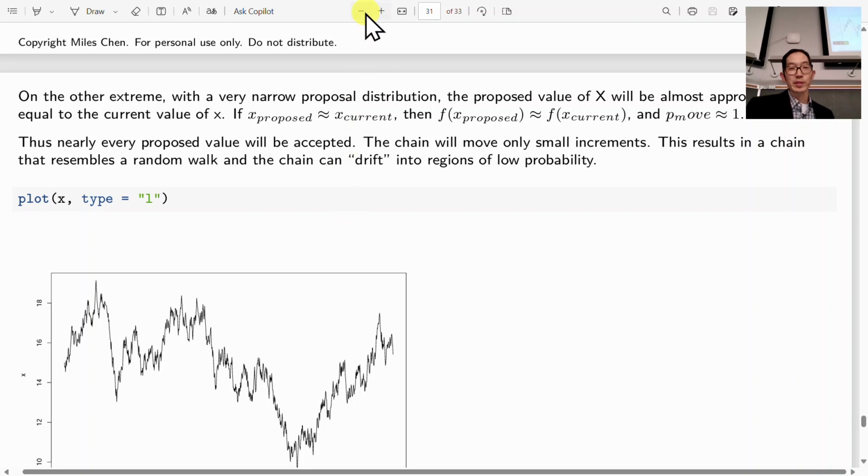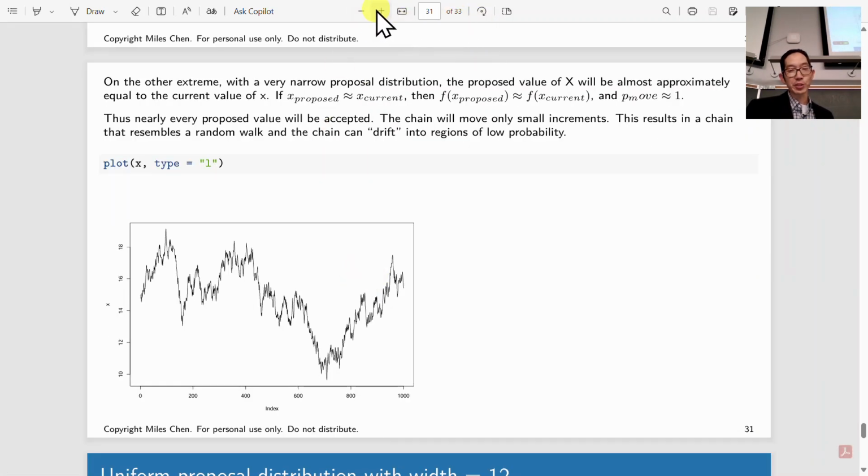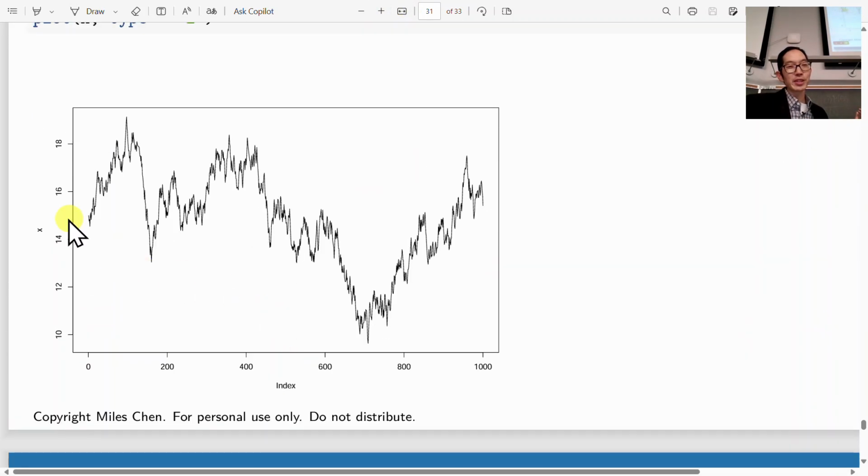With the normal distribution, your peak is at the mean of 15. But if I propose 14.9, what's the difference between the density at 14.9 and the density at 15? They're very, very close to each other. So you're going to get a p move of like 0.98, 98%. If I propose 14.9, I'm going to accept it 98% of the time. So almost every single value I propose gets accepted, and I just take these tiny little steps up and down.